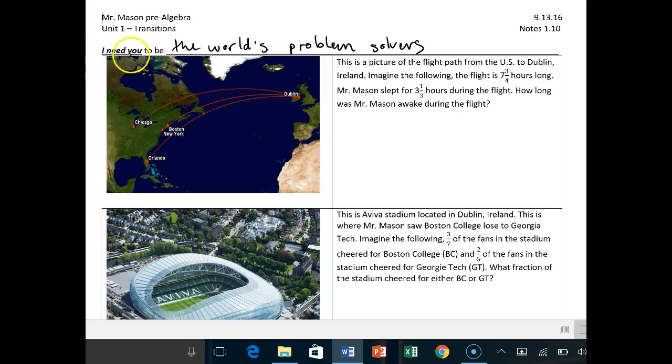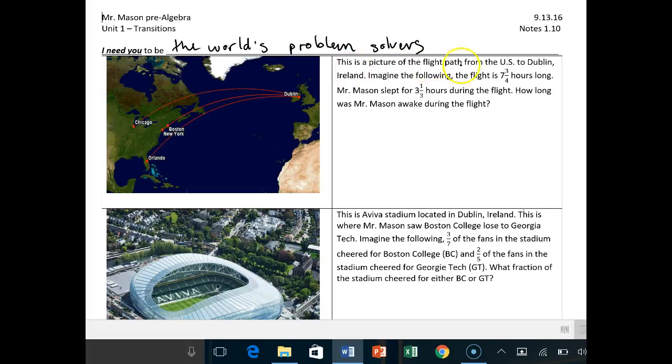First you're going to copy down, I need you to be the world's problem solvers. There are tons of problems out there that need our help. The only way we can begin to help solving those problems is having the knowledge to do so. So part of math class is gaining that knowledge so you can go out and make the world a better place. So let's do problem number 1 together.